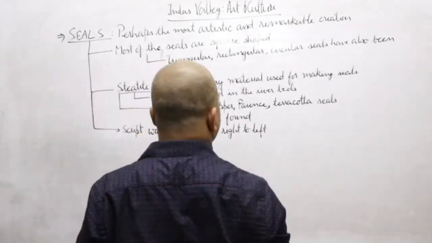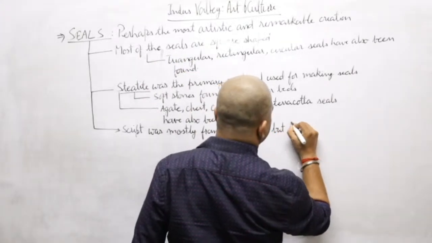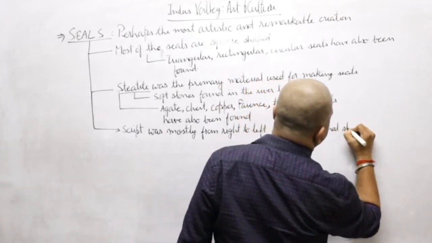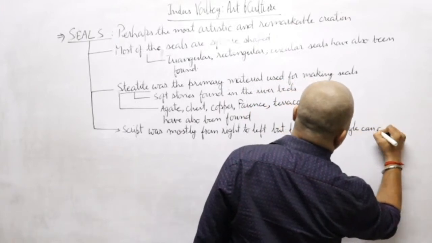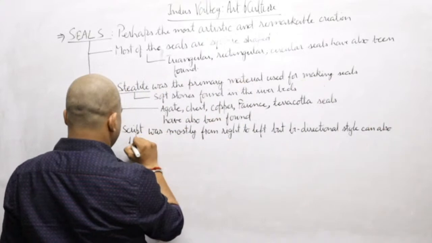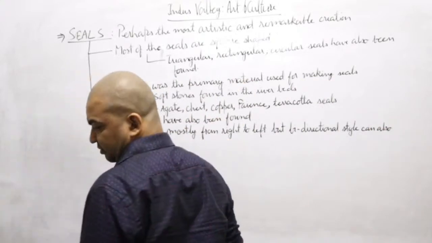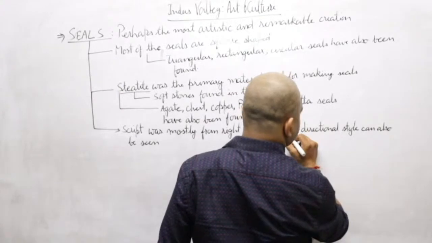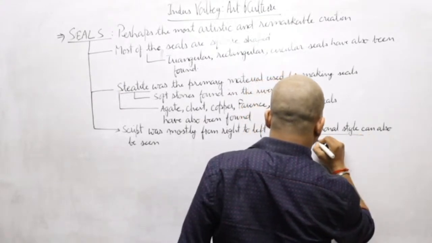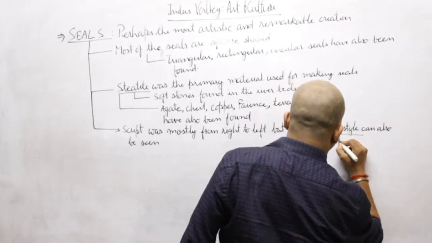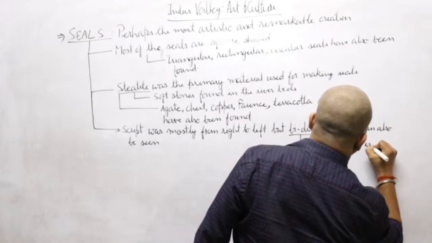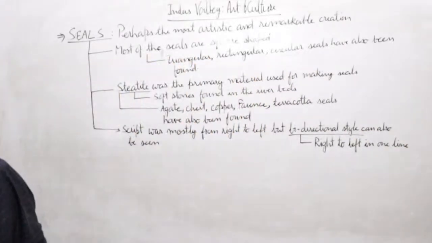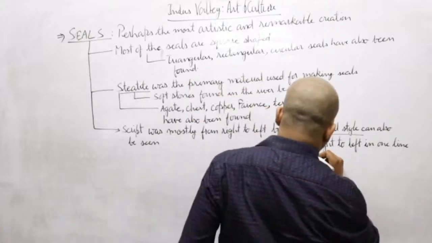but bidirectional style can also be seen. Now, by this bidirectional style, we mean right to left in one line and left to right on another line.